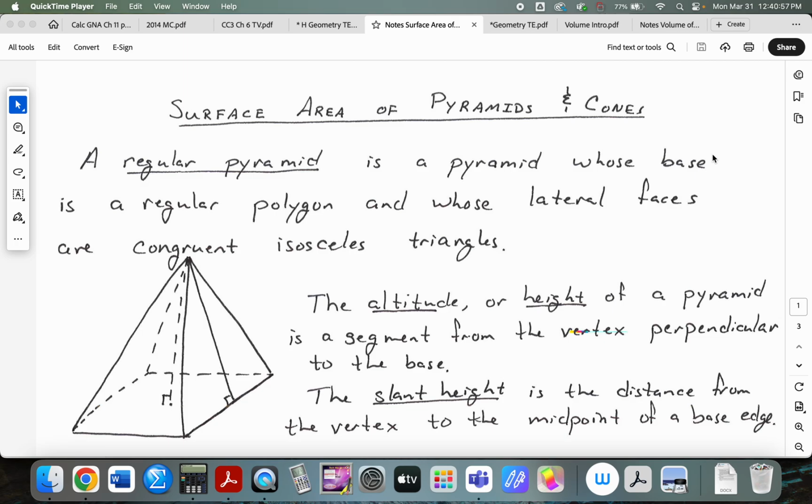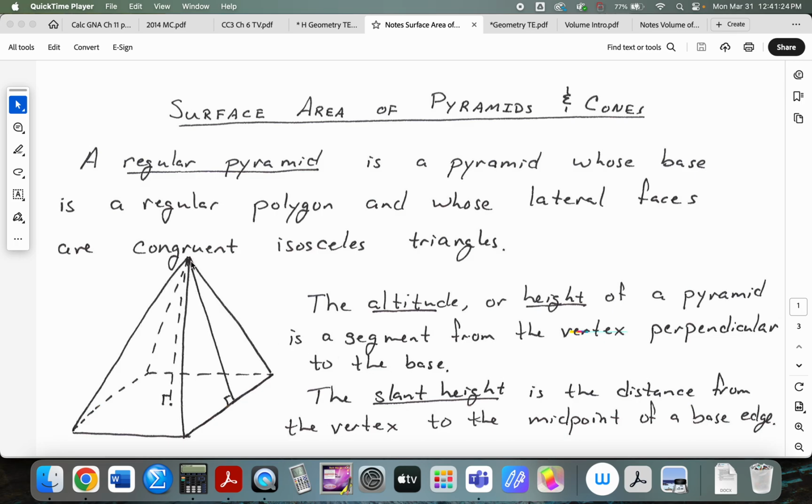So there are two different heights going on in this figure. The altitude or height of the pyramid is as if you were up here at the peak and you had a pole, like a fireman's pole, down the middle, inside. The slant height is the distance from the vertex to the midpoint of the base edge.